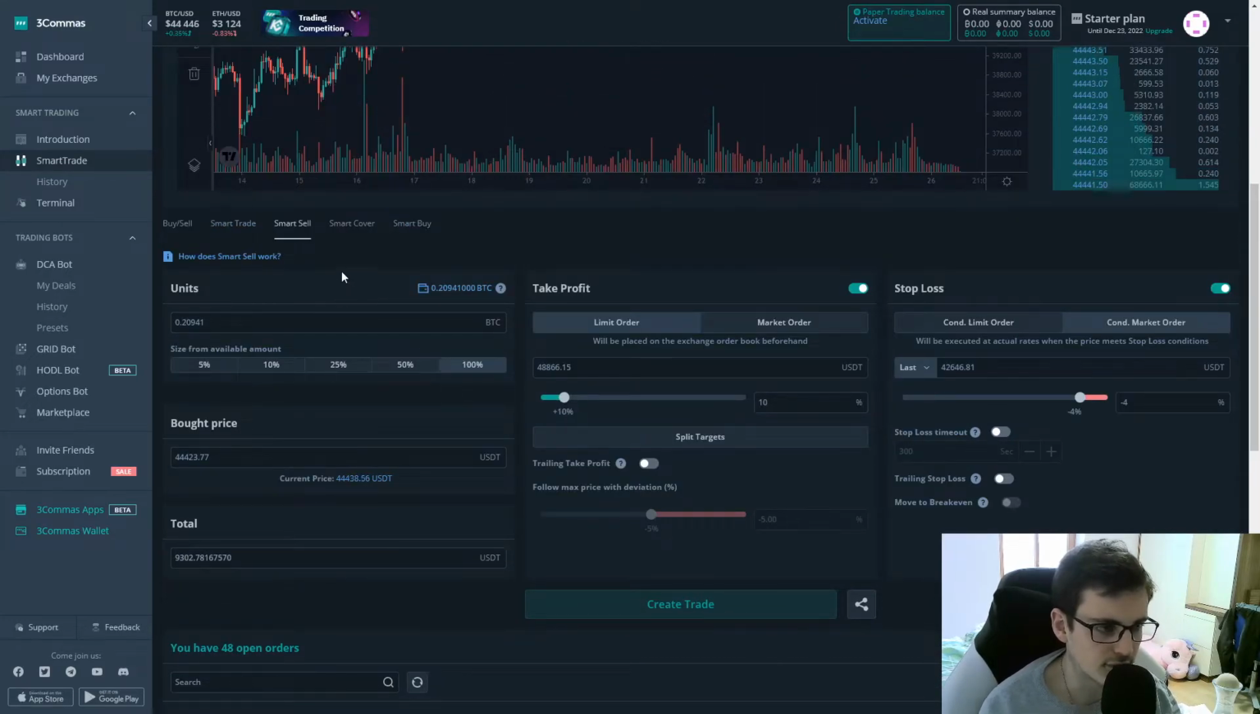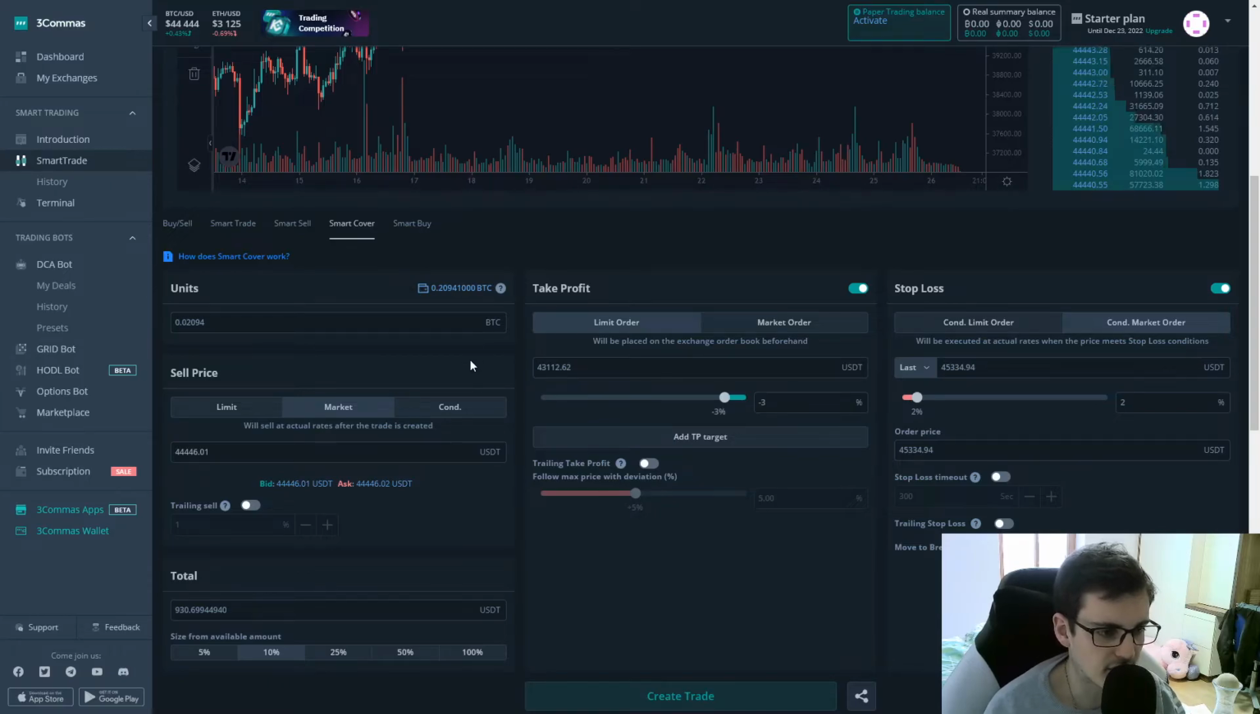So what we also have on 3Commas is the smart sell, where you can sell currently owned cryptos that you already have. So in this example, I have 0.2 Bitcoin, and I will specify how much I want to sell and at which price I bought them at. Then I can specify take profit, which would mean in this example, I would sell with 10% take profit, or I could also specify a stop loss where I would sell my position with negative 4%. So it's just a quick way to specify take profit and a stop loss for coins that you already own.